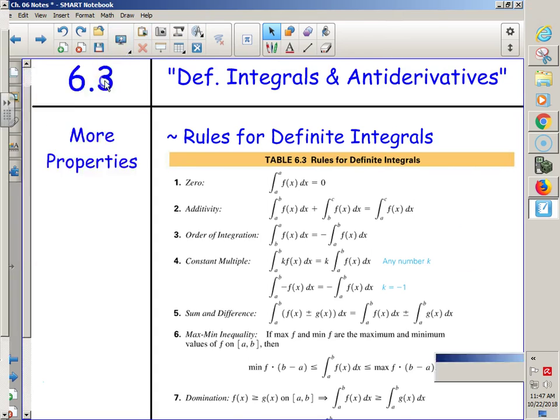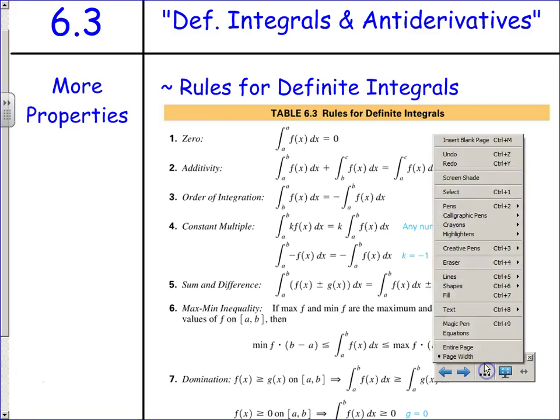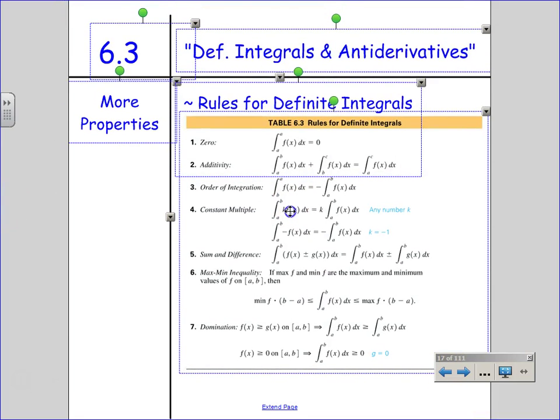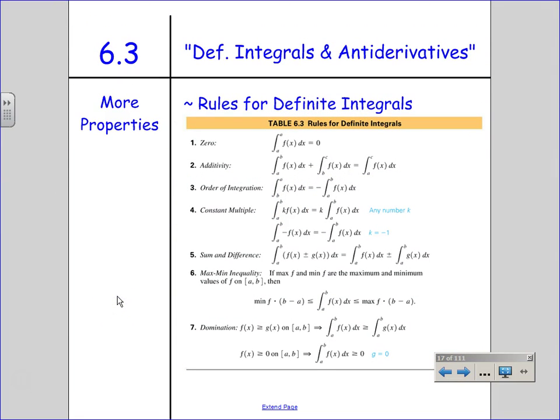Definite integrals and antiderivatives. My distracted ones, we're going fast. We have 10 minutes. Integral from a to a, it's 0. Integral from a to b plus b to c is a to c. Integral from b to a, oh, it's opposite, negative a to b. If there's a constant, we pull it out. If there's a negative, we pull it out. If there's a sum or difference, we split it up.